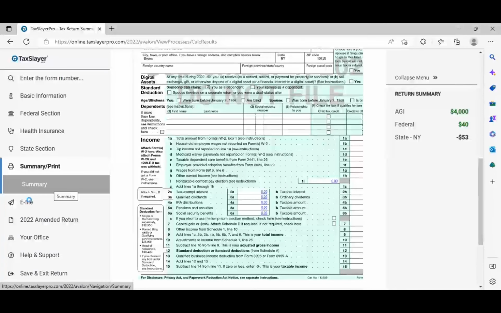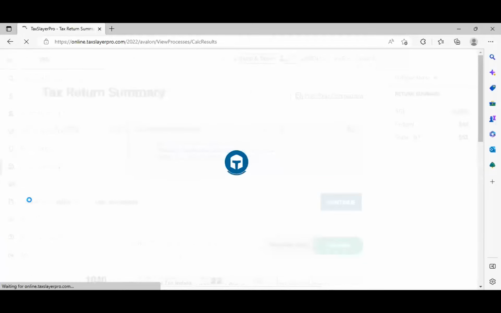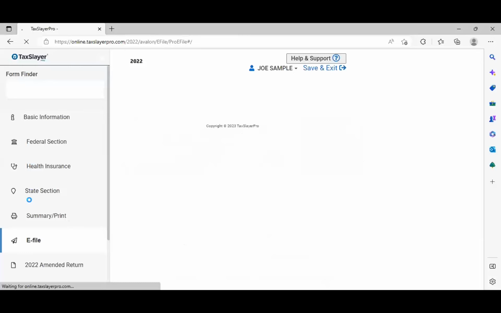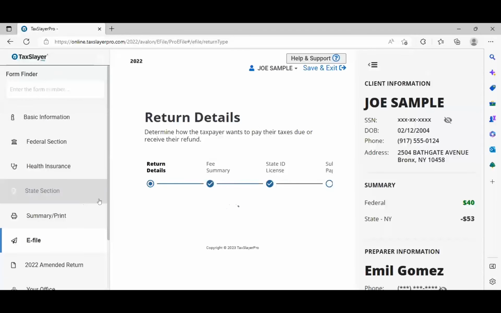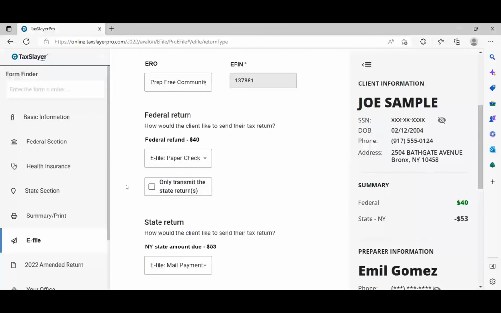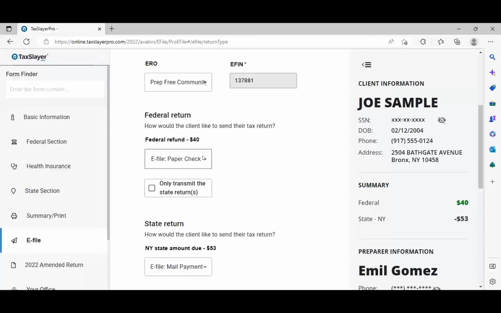Okay, let us go to e-file. And again, you guys at this point cannot e-file the return. That's for the manager to do once he reviews your work. But let's go to the e-file section. You enter information about the taxpayer. You believe, based on this number, that he wants to e-file a return and get a refund. How would he like his refund? He would like it as a paper check or direct deposit, et cetera. He could even opt for a paper return.